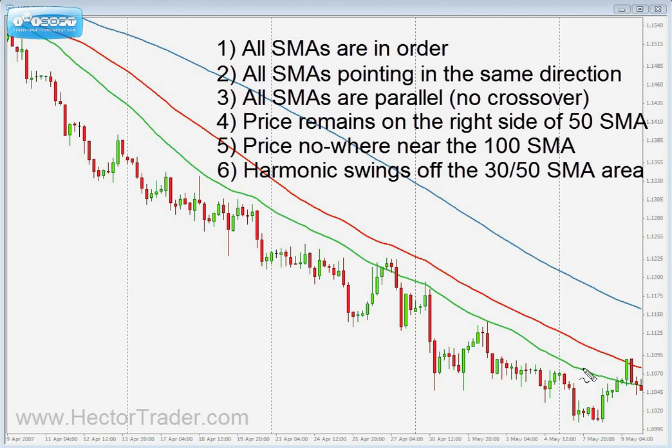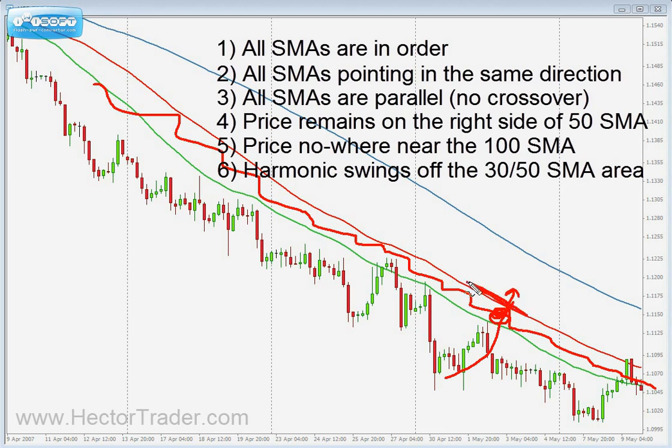Once price breaks above the dynamic area of resistance, once it actually stops working as resistance, price breaches above the 50 simple moving average and gets near the 100. That's an early signal of weakness.